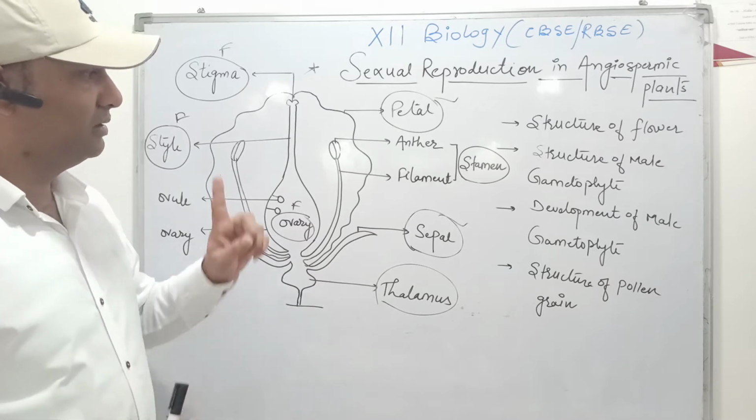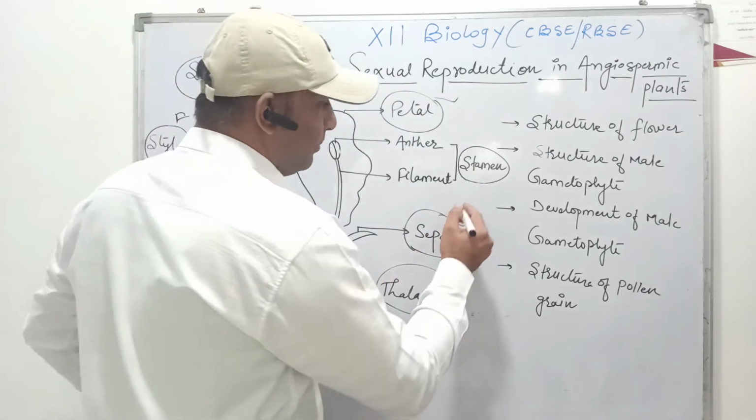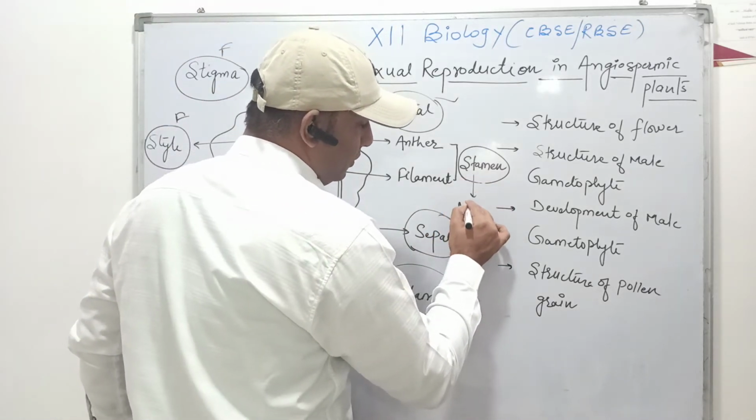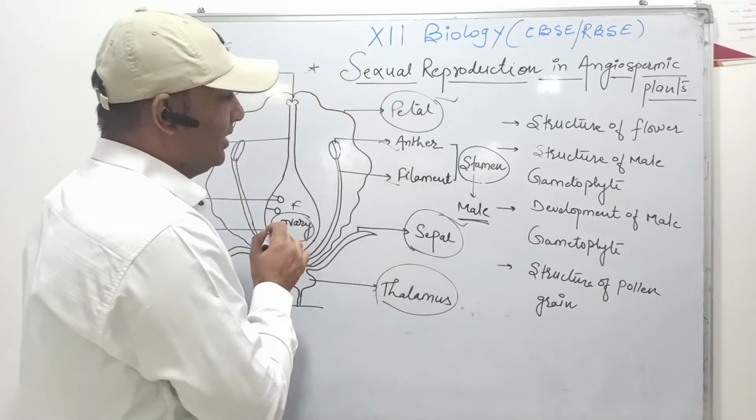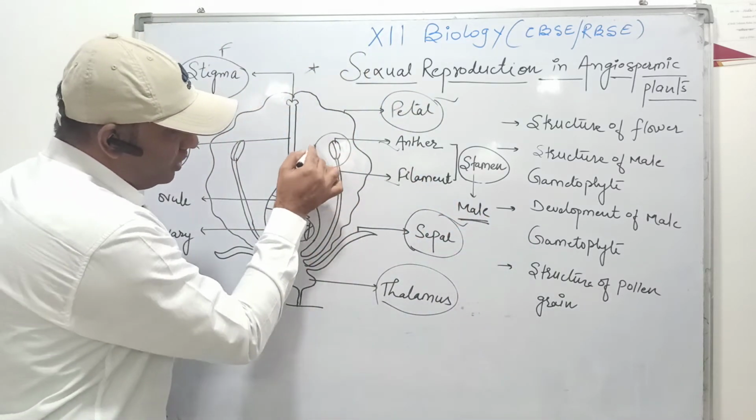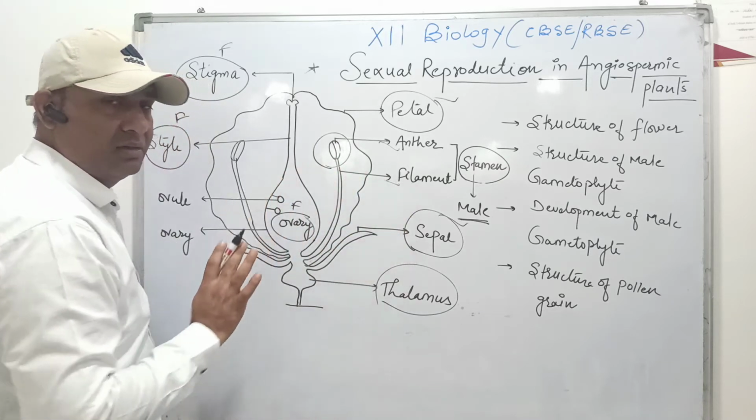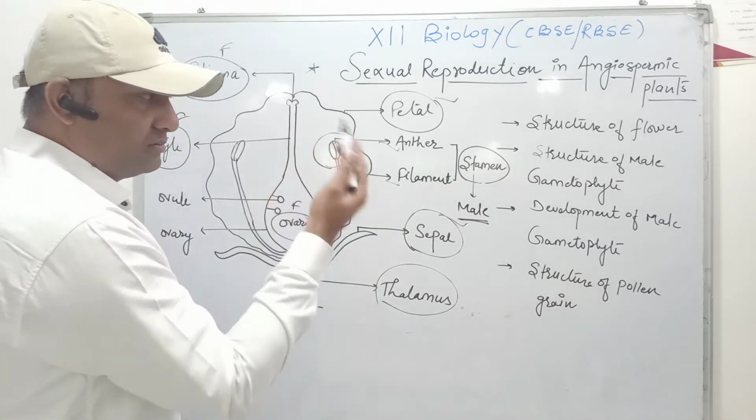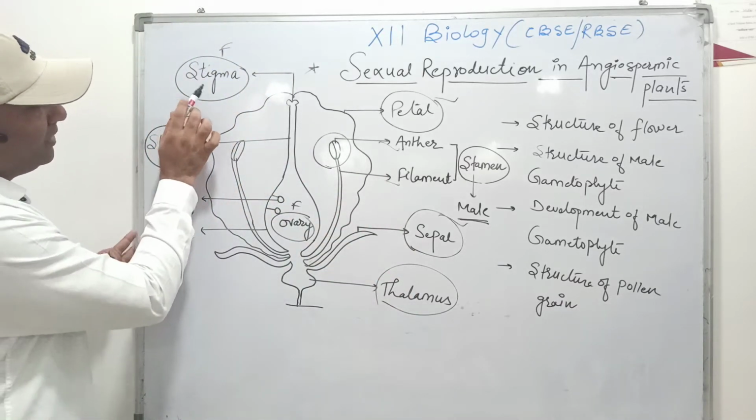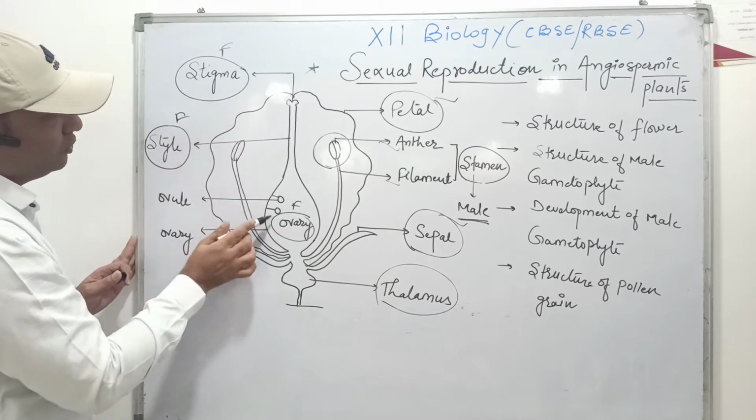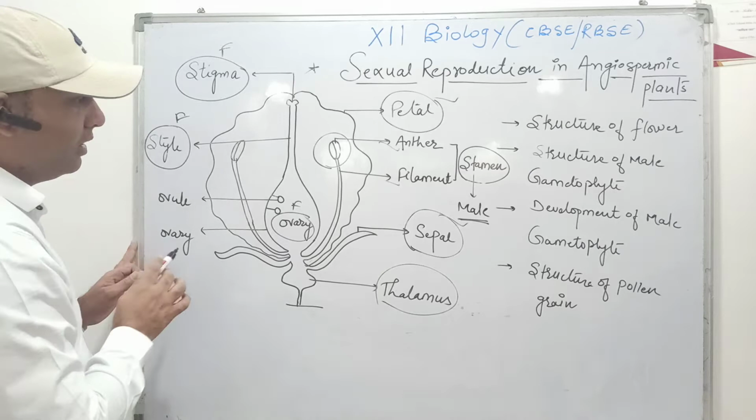Clear? Again, repeat. First, stamen, the male reproductive part, consists of two: anther and filament. The upper lobe-like structure is called anther and the lower thread-like structure is called filament. Clear? Anther consists of microsporangium. Next, the female reproductive part consists of stigma, style and ovary. Stigma, style and then ovary. Clear?